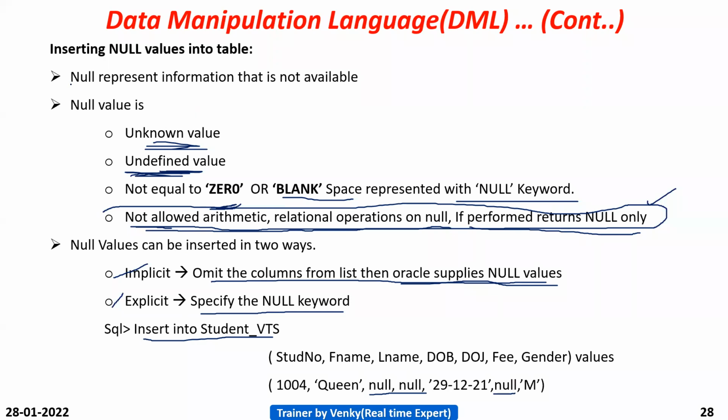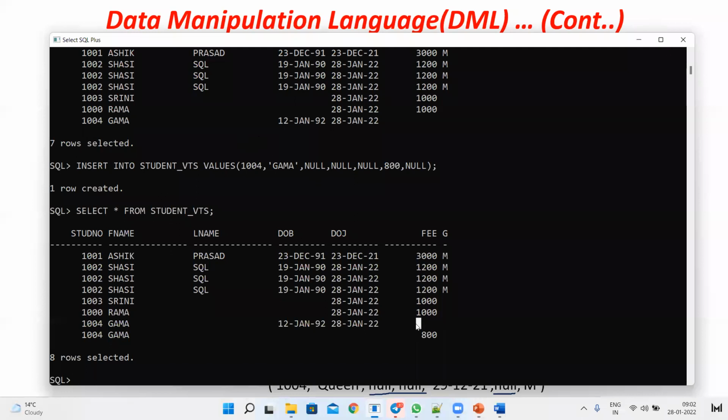Null represents information that is not available. Okay. What is null, guys? Null is an unknown or undefined value. Anything that is not equal to 0 or any value or blank space is represented with the null keyword. So here, blank space, right? We mentioned the null keyword, but it has taken the blank space.